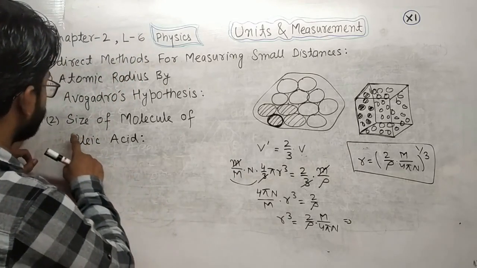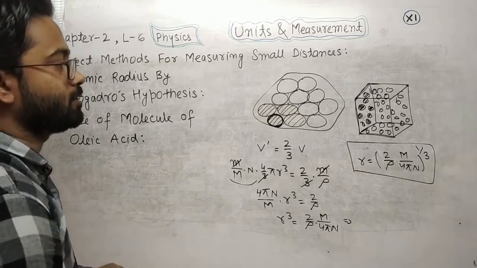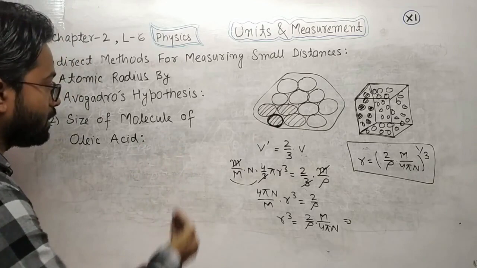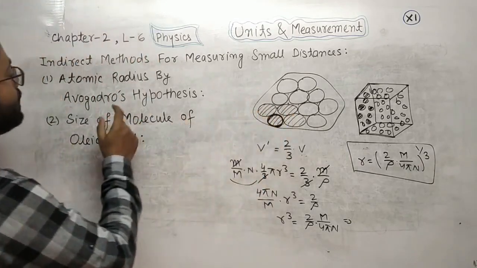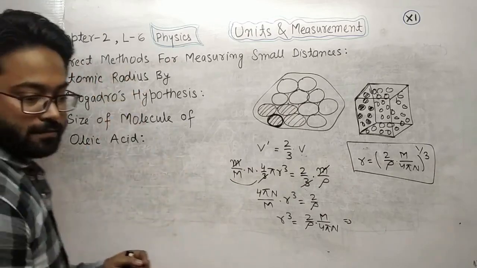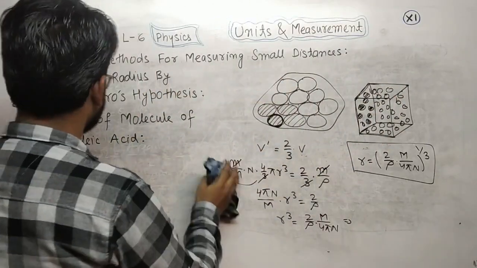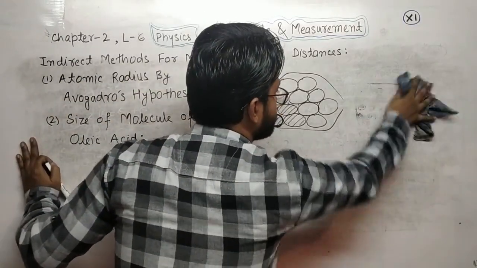Now, next point, that is the size of a molecule of oleic acid, because we are not comparing the size of an atom or molecule with any scale. That's why it is called the indirect method. Next point, that is the size of a molecule of oleic acid.